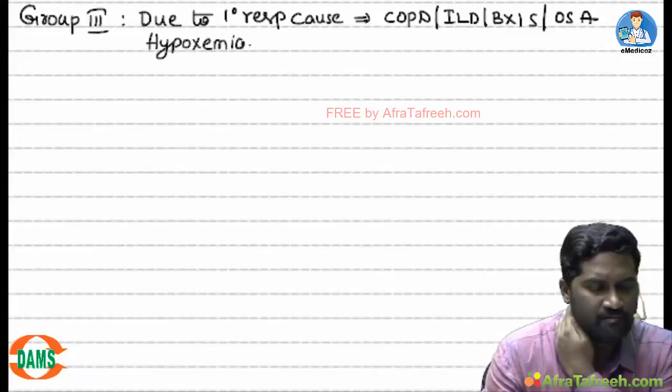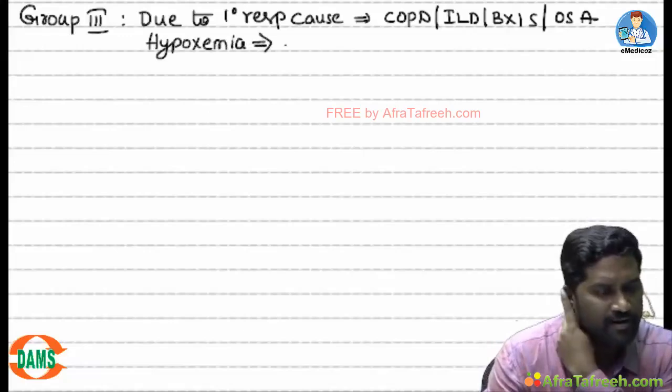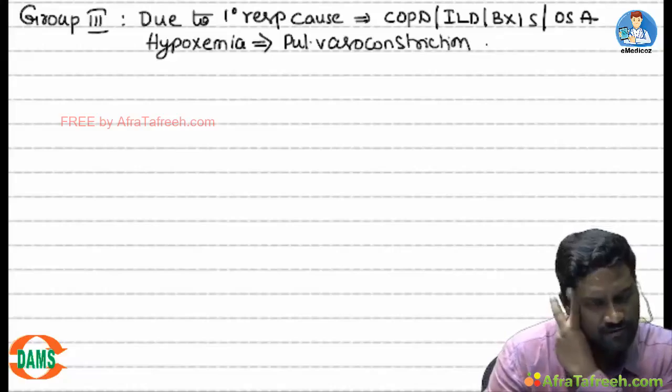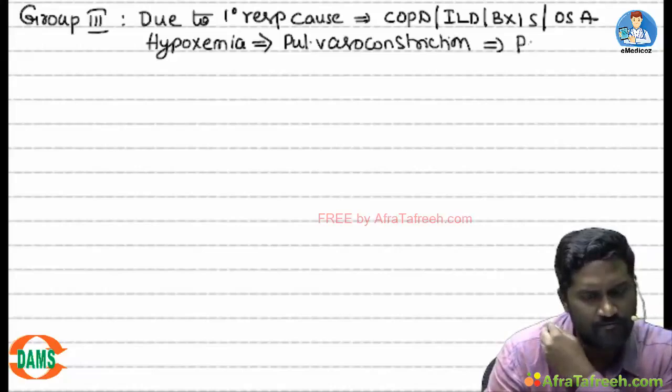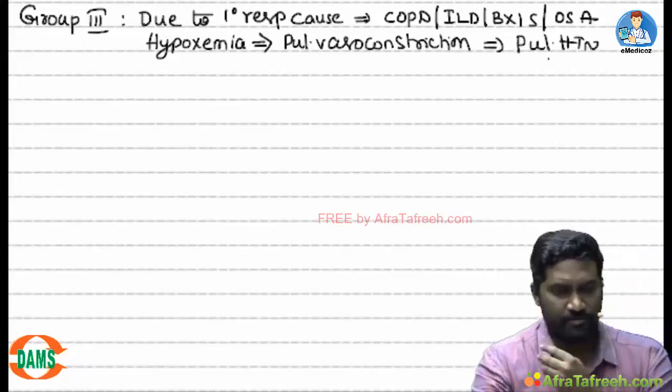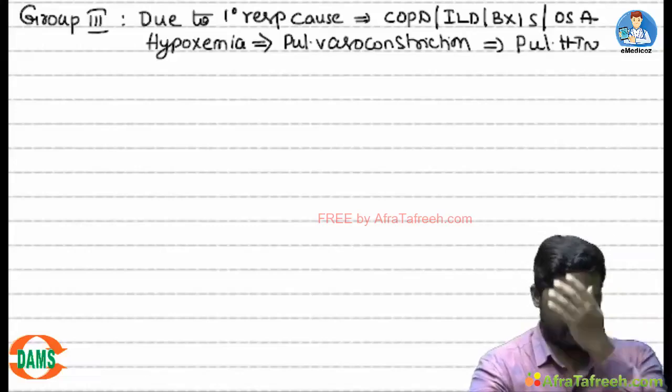Hypoxemia will cause persisting pulmonary vasoconstriction. This pulmonary vasoconstriction can be responsible for pulmonary hypertension.